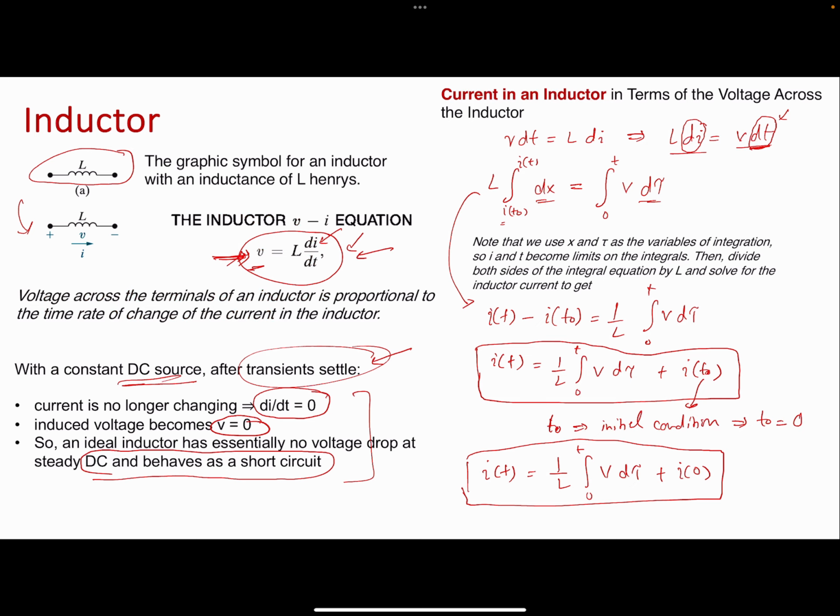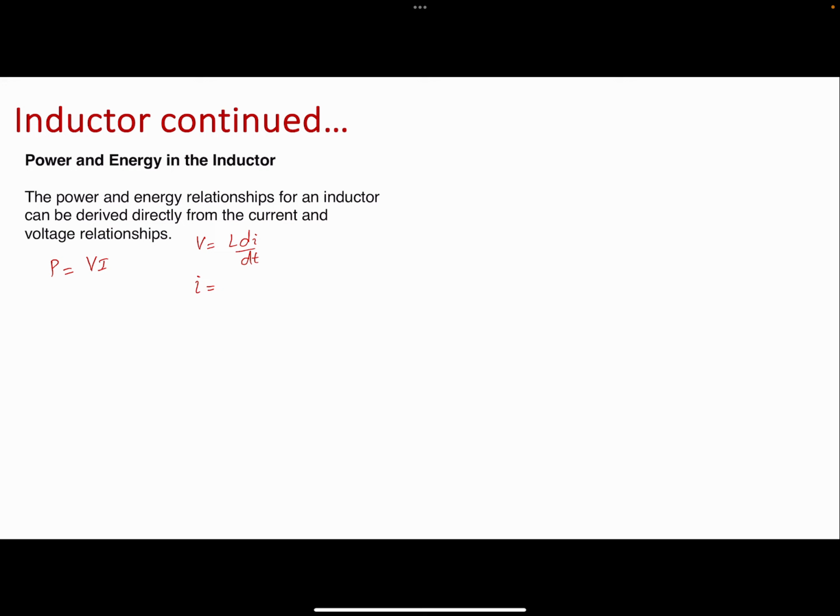1 over L, integral from 0 to t, V times d tau plus I of 0, right? So this was the equation. We can put both of these equations over here. So first one is power equals VI. One of the representations is you can just take this equation and multiply it with a current. You get L times current times di by dt.